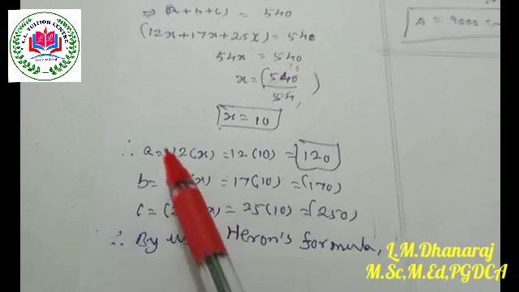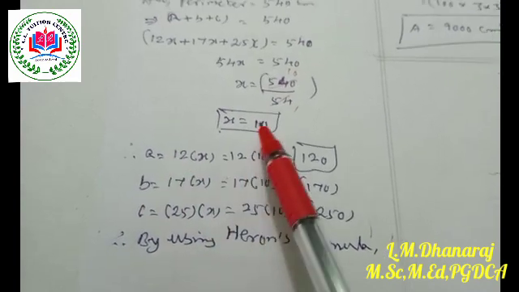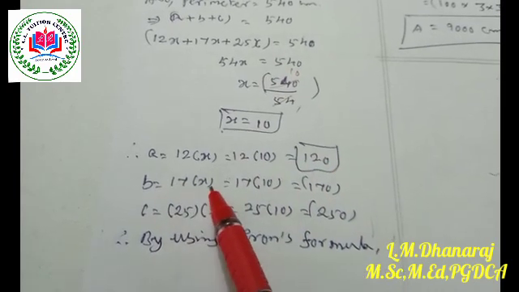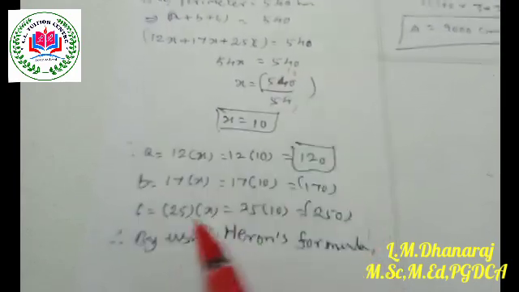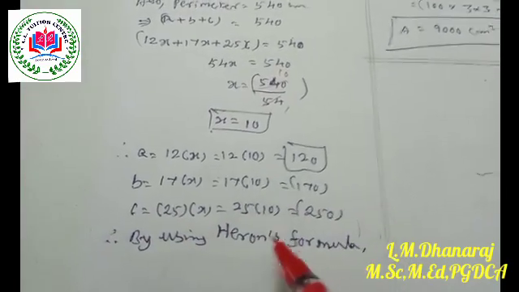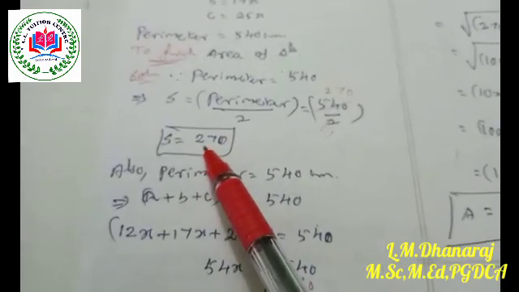Now let us find out the values of A, B, C. So A is equal to 12x, that is 12 into 10, that is 120. B is equal to 17x, that is 17 into 10, which is equal to 170. And C is equal to 25x, that is 25 into 10, which is equal to 250. So these are the values of A, B, C, and we also found the value of S.